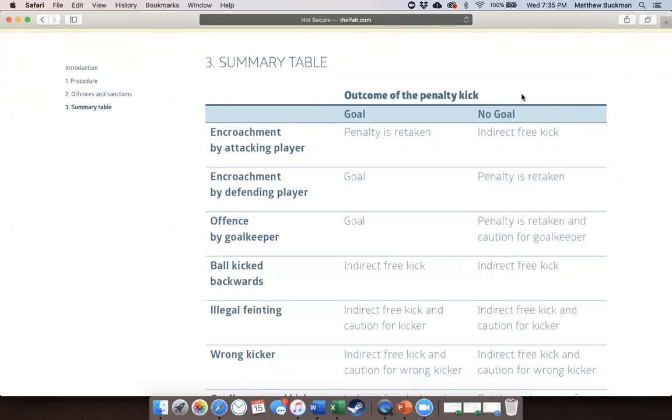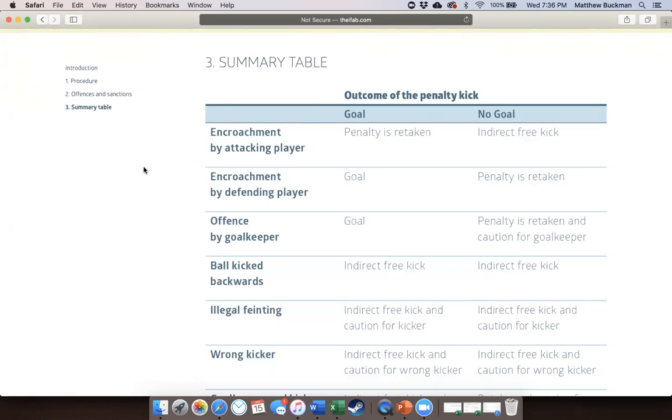Question here, indirect free kick from where? I said right when I explained this that it is from the spot that the attacking player encroaches. So wherever they encroached is where the indirect free kick is taken. So again, encroachment by an attacking player. If the goal is scored, we take the goal away and we retake the penalty kick. If there is no goal scored, we give an indirect free kick to the defending team at the spot of the encroachment.